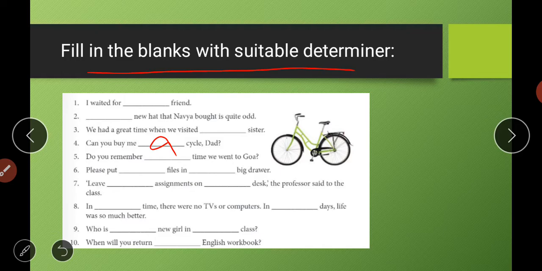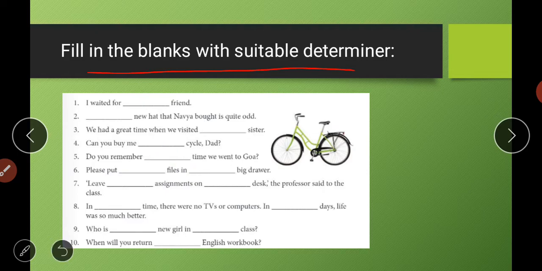So like this. Next is, do you remember dash time we went to Goa? Now we are talking about a specific time at which we went to Goa. So to denote that specific time, we will use the article "the". Do you remember the time we went to Goa? So "the" will be the right answer here.